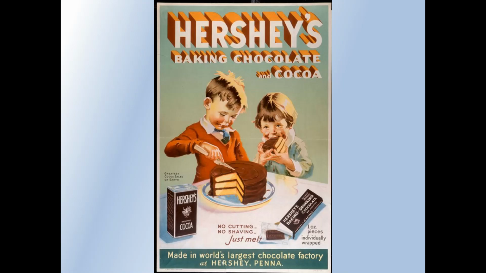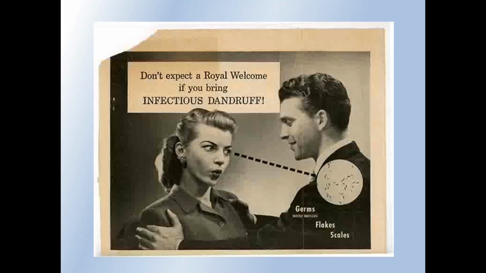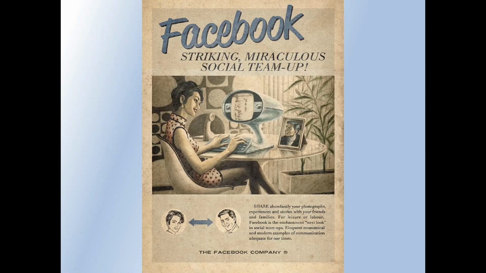So here's another one. Hershey's baking chocolate and cocoa. Made in the world's largest chocolate factory. No cutting, no shaving, just melt. So where would you classify this? Take a look at the picture. And another one. Don't expect a royal welcome if you bring infectious dandruff. Where would you put this one? This is not necessarily an advertisement, but where would you classify this? What are they trying to get to in this picture?